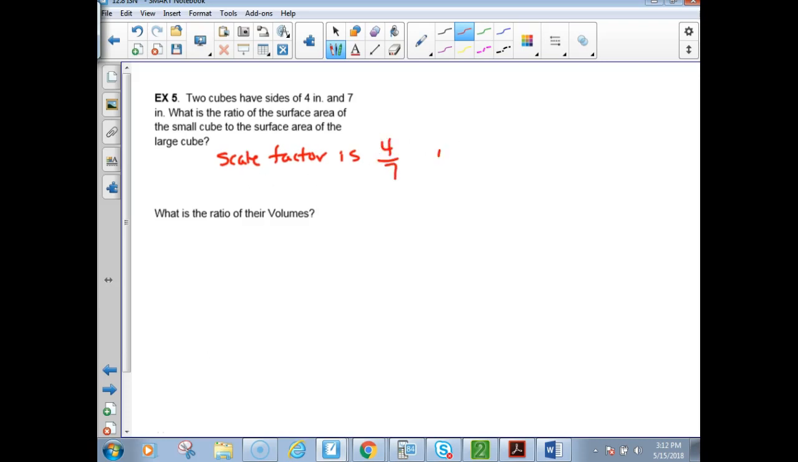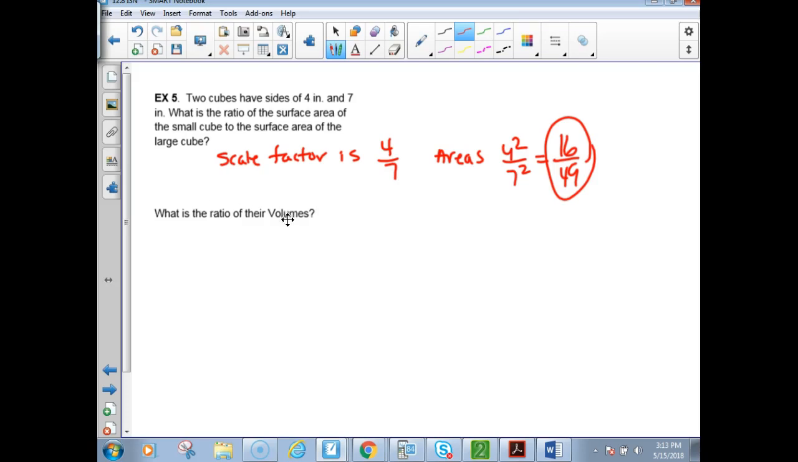Okay, now the areas then would be 4 squared to 7 squared. You're supposed to evaluate that. What would that be? Square the numbers. 16 over 49. If you know your times tables, you can do that pretty quick.